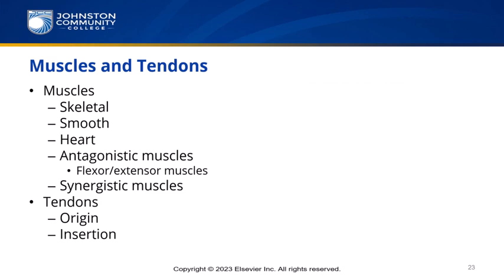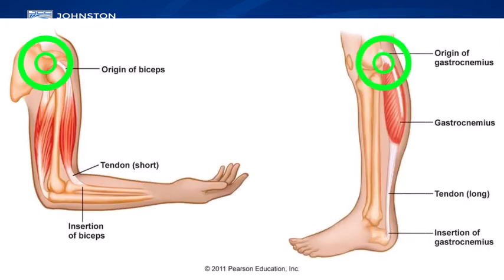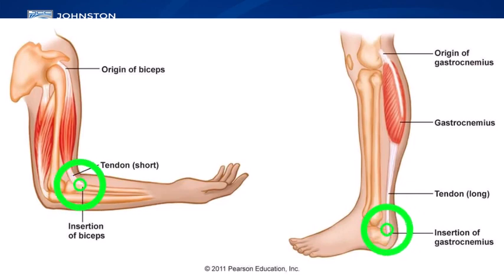Tendons are the bands of tissue that connect muscles to bones. These bands have an origin, where the bone is at the end of the attachment that does not move and is nearest to the trunk, and an insertion point, which is at the end of the bone that does move and is farthest from the trunk.